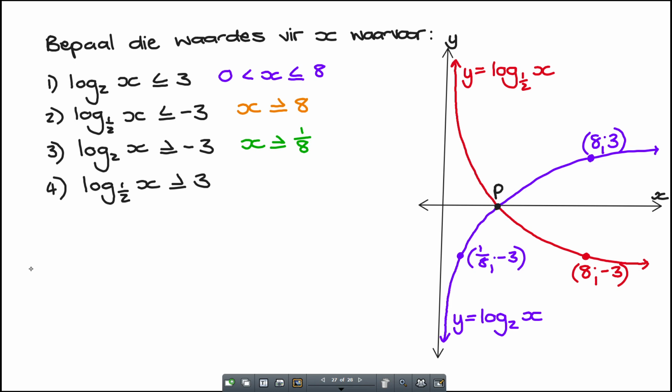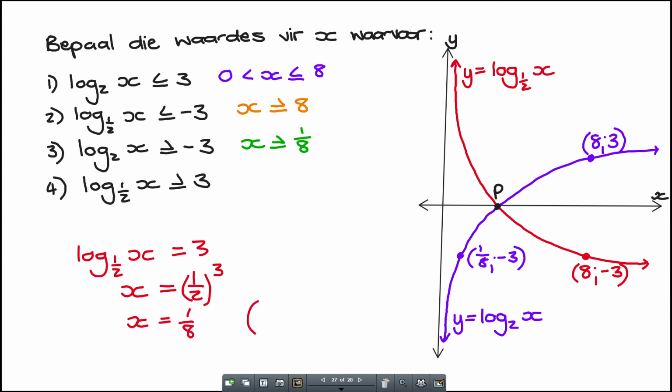Okay, so kom ons sê, waar gaan ons nou werk? Okay, so log a half x, make that equal to 3, just so I can get my coordinates. Write that in exponential form, so x is equal to a half to the power of 3, meaning x will be 1 over 8. Now, so the coordinates there is, if x is 1 over 8, then y is positive 3. Now, dit, there.